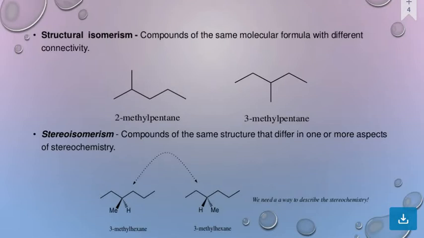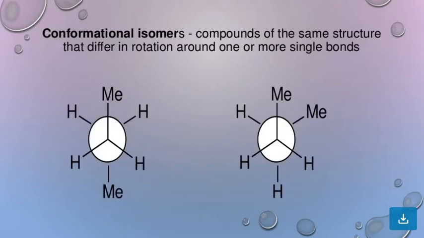Look at here, 3-methyl hexane and 3-methyl hexane. Here, what is the difference? Here you see methyl and here you see methyl, with different types of bond. Now, the term conformational isomers. What does it mean? Compounds of the same structure that differ in rotations around one or more single bonds. Look at this example, methyl at 180 degrees, and in another example you can see methyl in adjacent positions. So both have different energy.